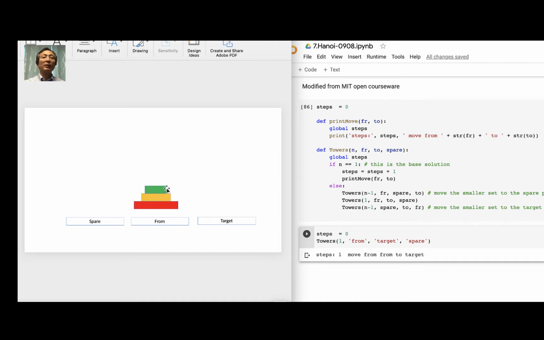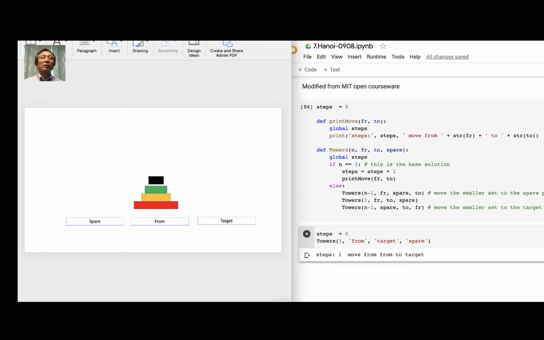If there are three, then we need to move the smaller one to the target, the middle one to the spare, the smaller one to the spare, the largest one to the target, the smaller one, and then the middle one, and then finally the smaller one. So this is the classical example of recursion.